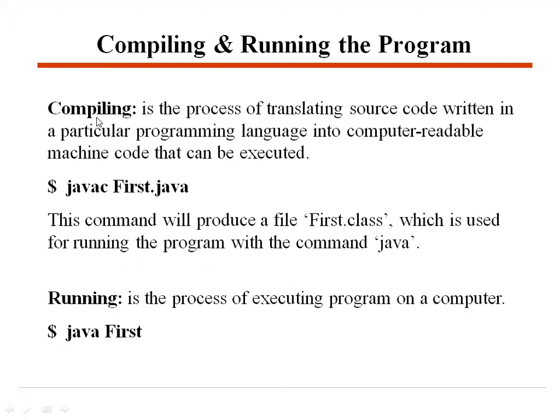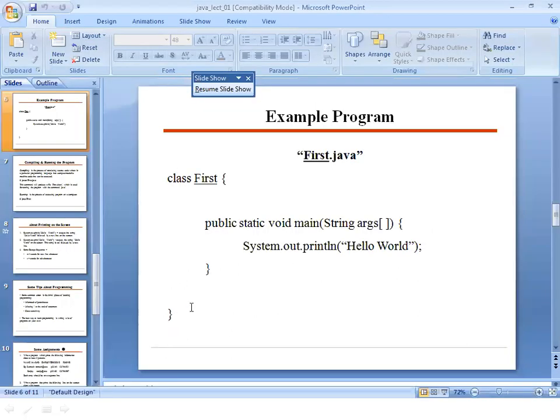So how to do compilation in Java? At the command prompt, this is the command: javac. That means you are calling the Java compiler, followed by your Java file name. First.java is our file name. So type the command in this way, and then your program will be compiled. Let us do this in the command prompt.